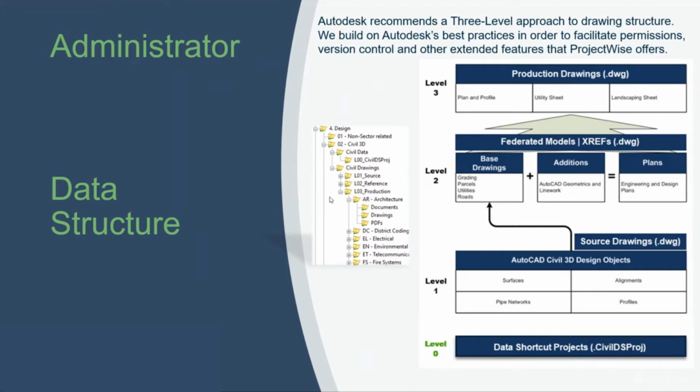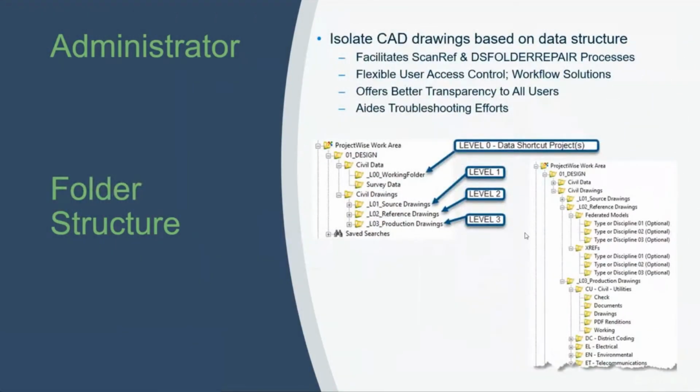Maybe the way you version the level 2 and level 3 drawings is slightly different from the way you version your source drawings. Running the reference scanning utility, you want to avoid scanning level 1. You probably definitely want to scan level 2 and level 3. DS folder repair, you want to target that at folders. So maybe I want to target a specific discipline to run parent data shortcuts without having to wait for it to chug through hundreds or thousands of the rest of the files.